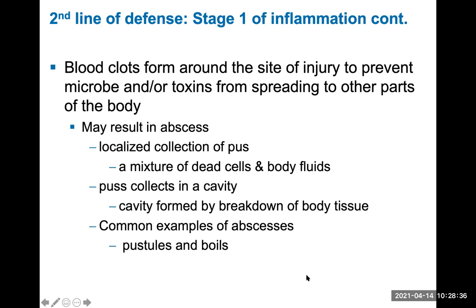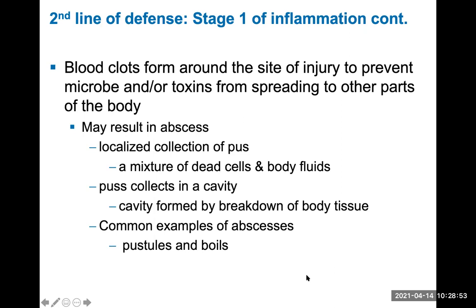Also, during this first stage of inflammation, blood clots form, right? Stop any blood loss that's happening. This also will help wall off any microbe or toxins that are present so they don't spread throughout the body.